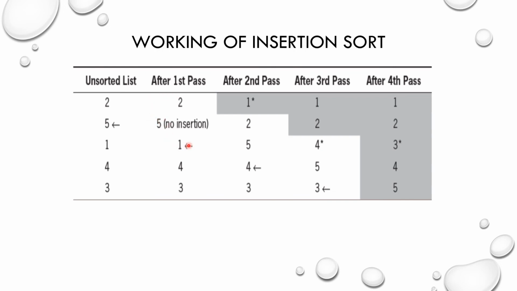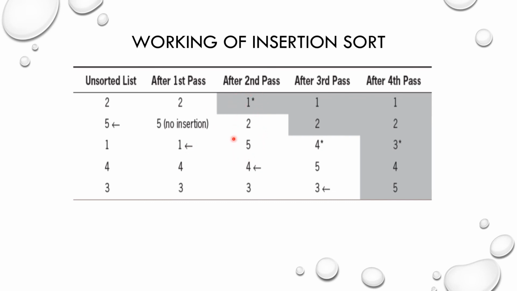But when 1 comes, then we are inserting the 1 in the already sorted list. First we compare 1 with 5. As 5 is greater than 1, 5 will come in the position of 1. Then we compare 1 with 2. As 2 is greater than 1, 2 is moved to the next position, that is at the position of the 5. Here the 2 will come, and 1 will move to the 0th index. In this way the three elements get sorted.